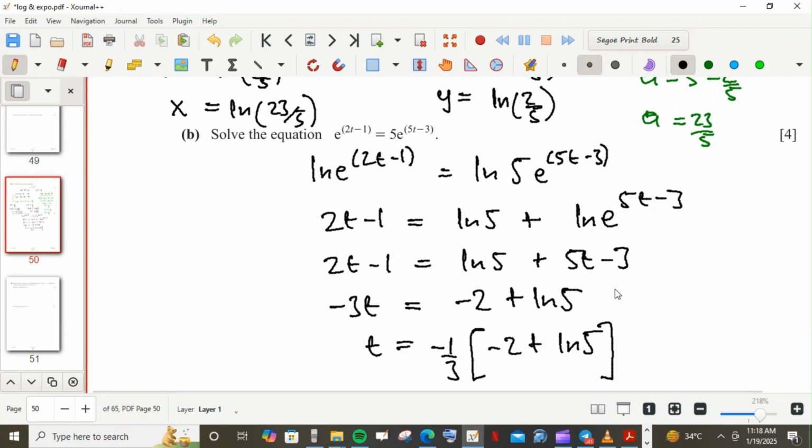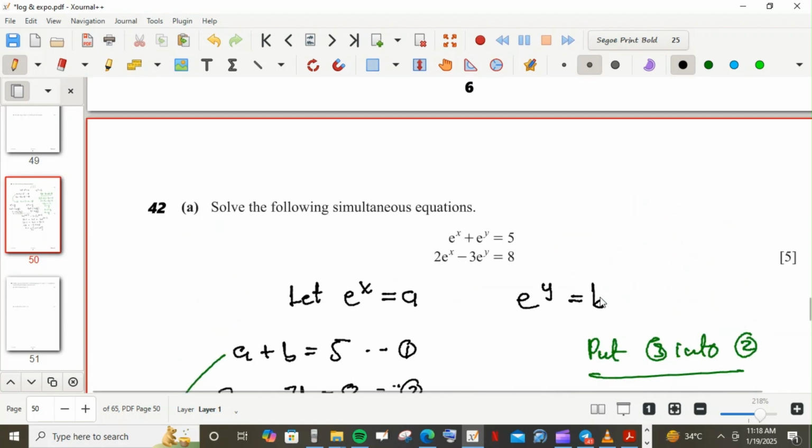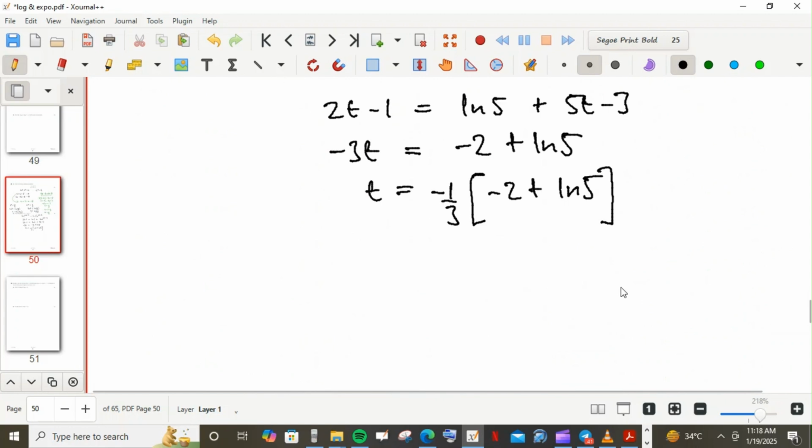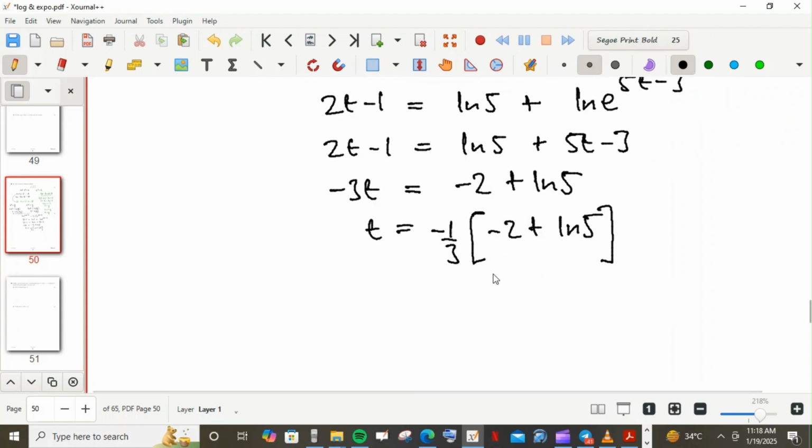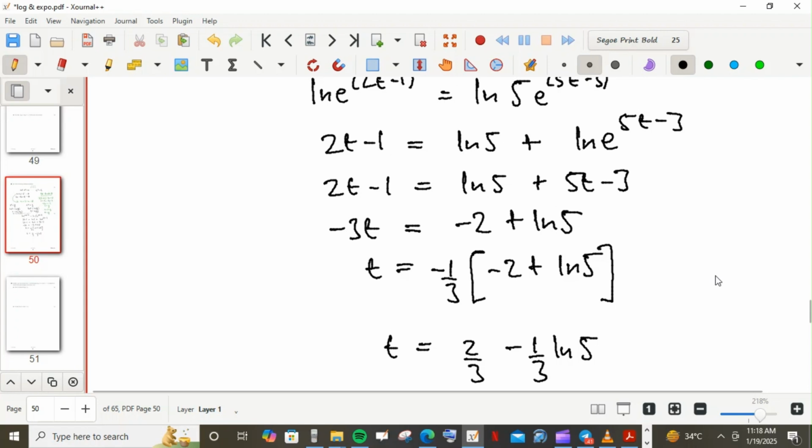And this is going for 4 points. Okay, they didn't say anything, so you can leave your answer like this. You can choose to expand and you get this as your answer. All right. This one is correct. All right. So let's delve into something else.